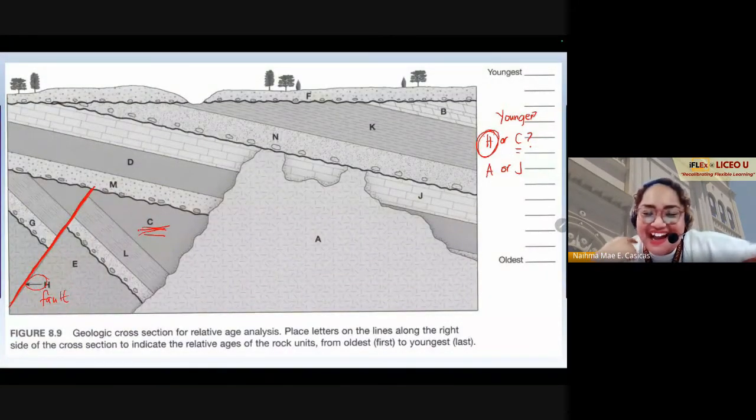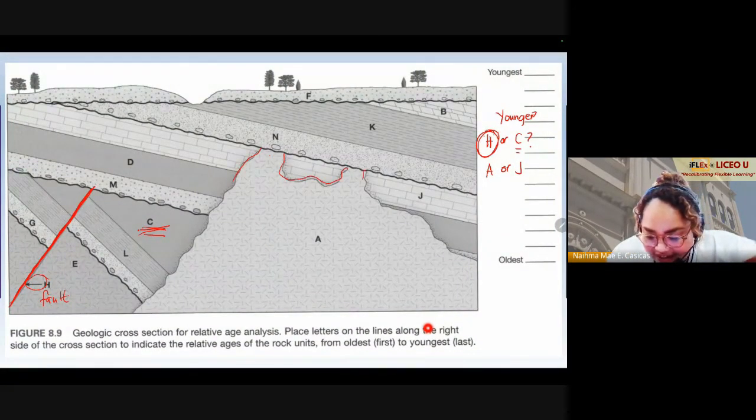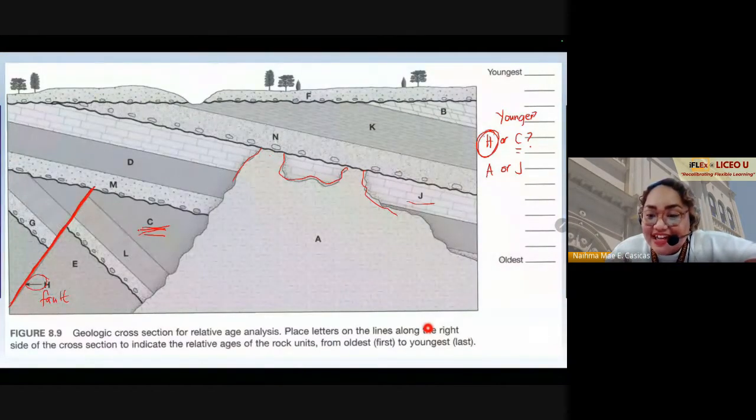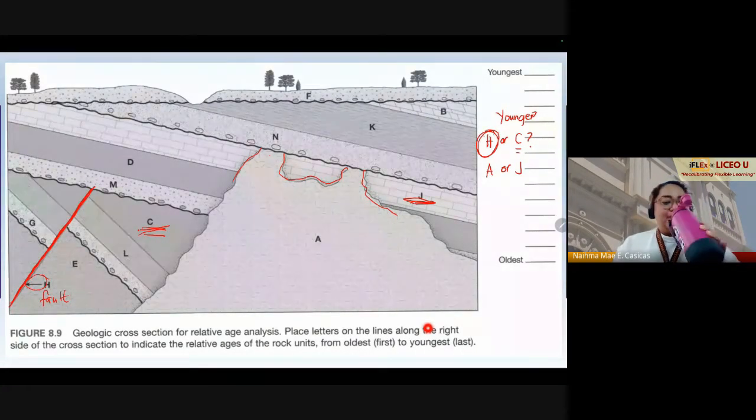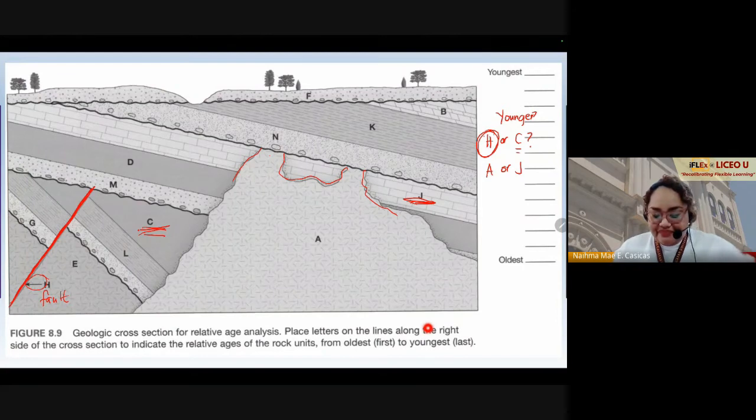Just kidding. Hala ka, ganahan ko kay Layla ilang answer, oh. Tanawa ang intrusion A. Asa siya taman? Sa J, ma'am. Taman siya sa J. That would mean, remember, ang intrusion is younger than the layers that it is affecting. Kinsa mas bata, si A or si J? What do you think? Kinsa younger? Si A or si J? Hala, J, yapon lang answer.